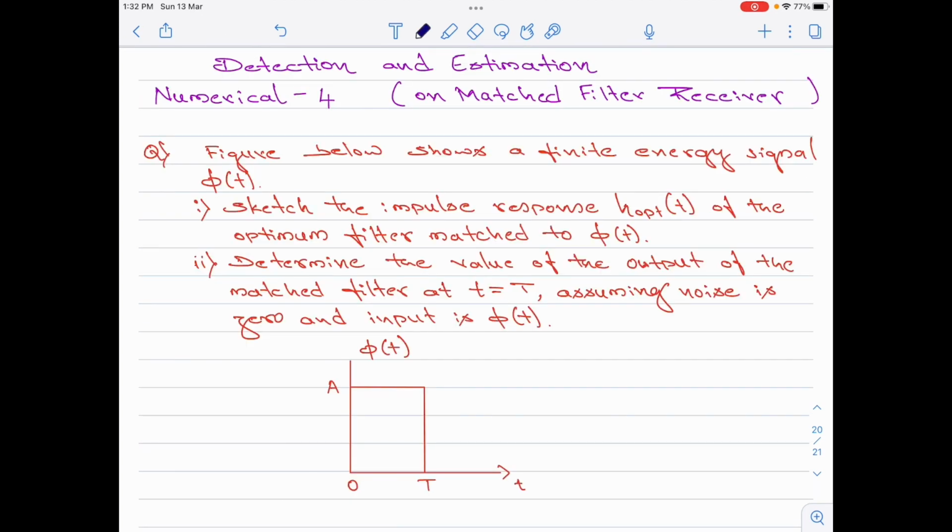In the numerical, part 1 of the question says, sketch the impulse response h optimum of t of the optimum filter matched to the given signal phi of t. I have previously discussed the matched filter receivers in one of my previous videos. If you have not yet watched that video, I highly recommend you to watch that video. You can click on the link shown in the top right corner right now, or I will leave the link of the same in the video description below.